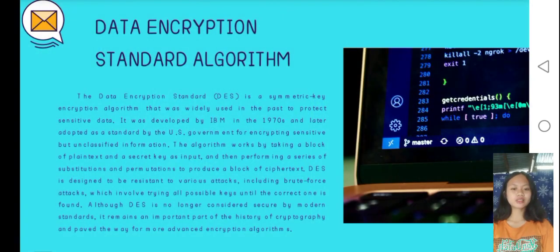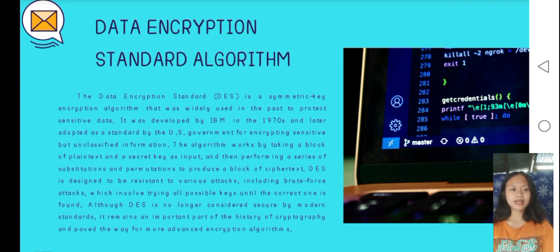Data Encryption Standard Algorithm. The Data Encryption Standard, or DES, is a symmetric key encryption algorithm that was widely used in the past to protect sensitive data. It was developed by IBM in the 1970s and later adopted as a standard by the US government for encrypting sensitive but unclassified information.